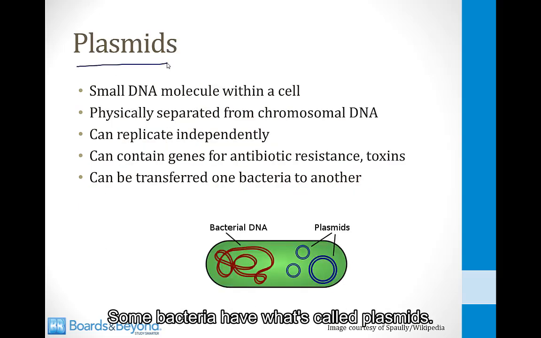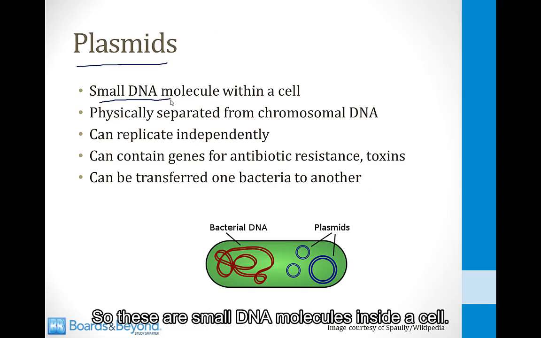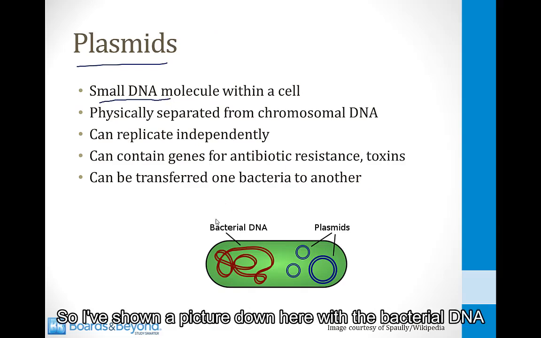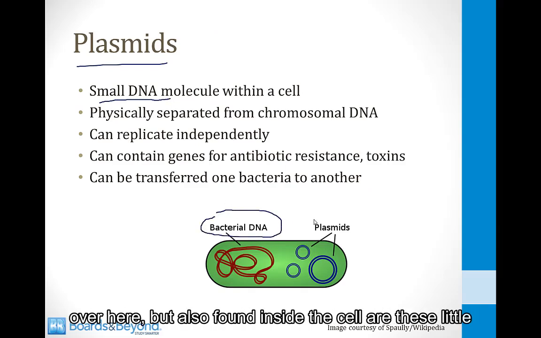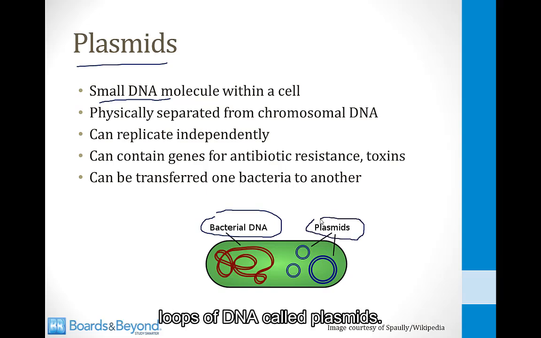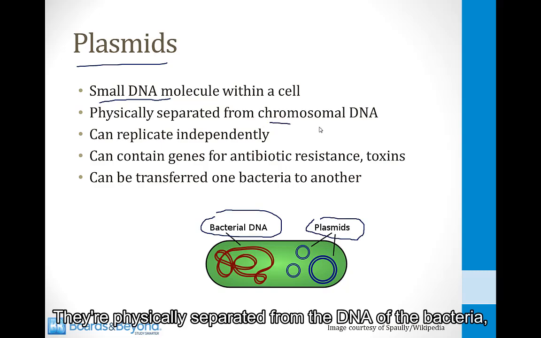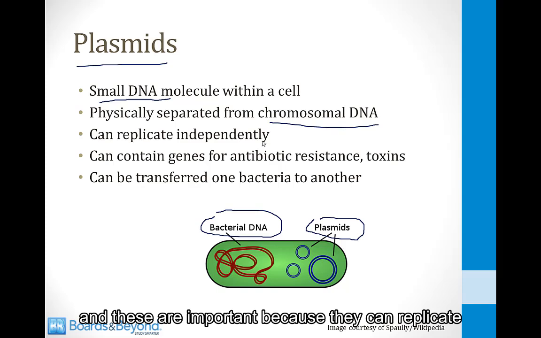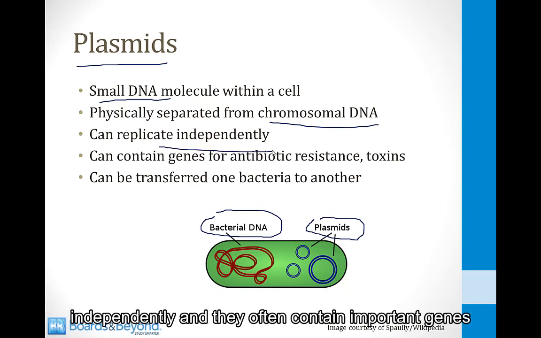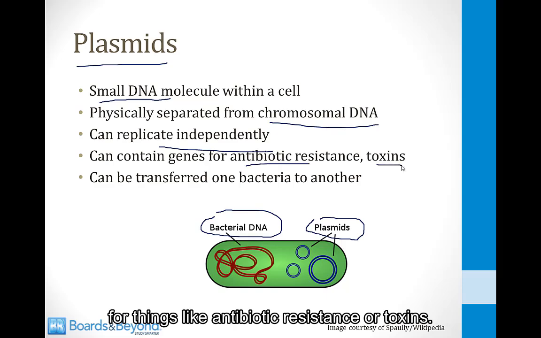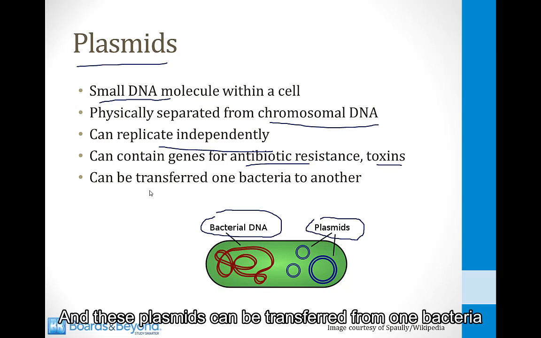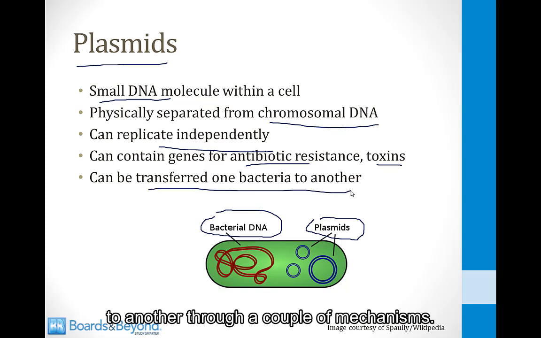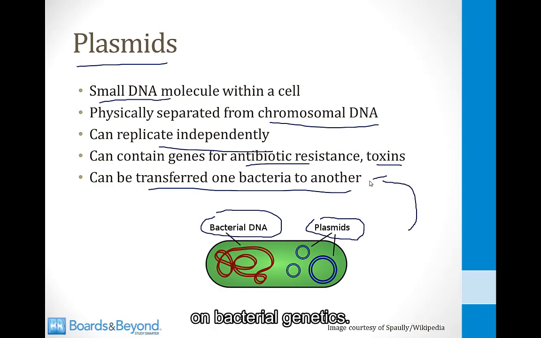Some bacteria have what's called plasmids, so these are small DNA molecules inside a cell. So I've shown a picture down here with the bacterial DNA over here, but also found inside the cell are these little loops of DNA called plasmids. They're physically separated from the DNA of the bacteria, and these are important because they can replicate independently, and they often contain important genes for things like antibiotic resistance or toxins. And these plasmids can be transferred from one bacteria to another through a couple of mechanisms, and I talk more about this in the module on bacterial genetics.